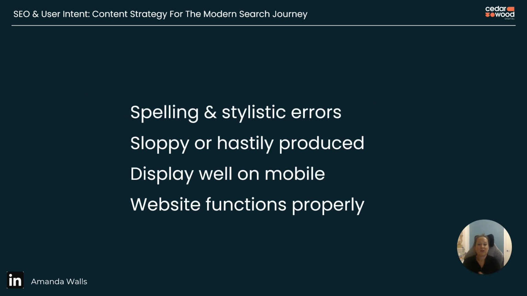So when we're building out user intent, we're not just talking about the content itself, but also the way the content is presented. When a user lands on your page, is it matching their intent from a stylistic perspective as well as a factual perspective? Things to look for here: spelling and stylistic errors. Has it been sloppily or hastily produced? Does it display well on mobile? And also, does the website function properly?